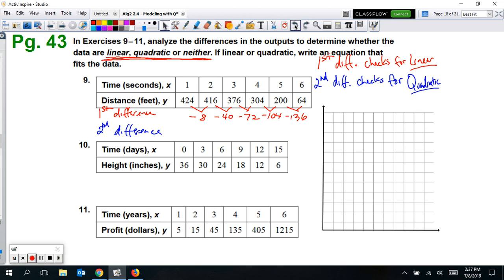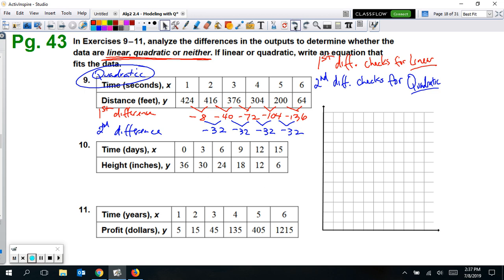So negative 8 and negative 40, the difference there is negative 32. From negative 40 to negative 72, it's also negative 32. Negative 72 to negative 104 is negative 32. And the last ones are also a difference of negative 32. Since all of those are the same, your second differences are the same number, then we can identify that as a quadratic function.